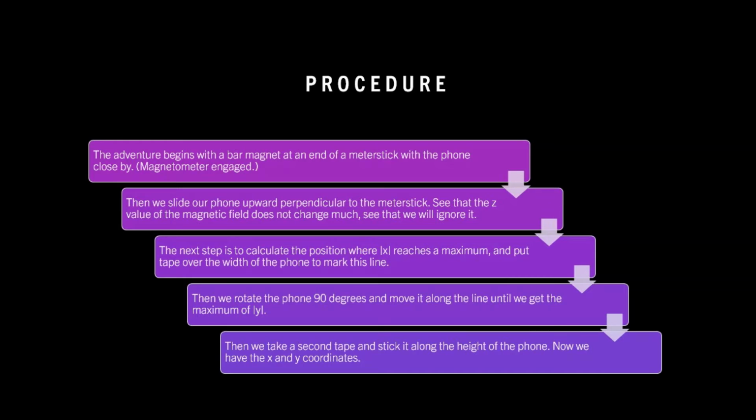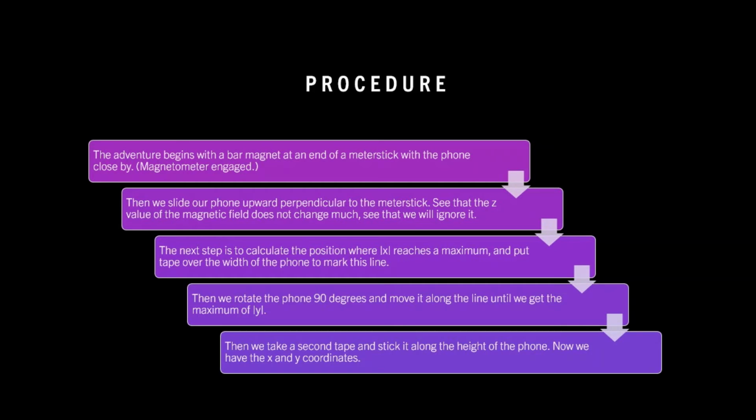To start off the procedure, we take a bar magnet and put it on the end of a meter stick, and then take our phone and put it near, like, tangent to the meter stick with the magnetometer turned on. So we slide our phone upwards perpendicular to the meter stick, and the Z value of the magnetic field doesn't change, so we ignore it. We're only interested in calculating X and Y. The Z is basically just because of the grooves on the meter stick, so it's insignificant.